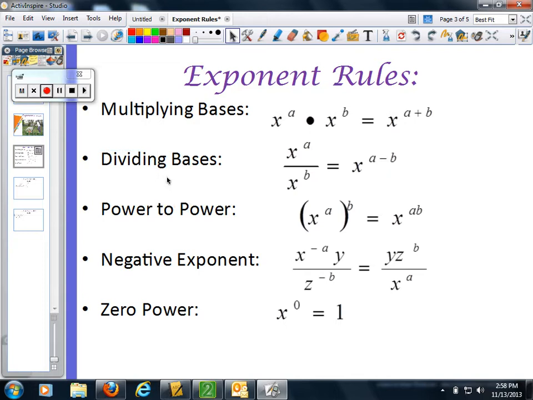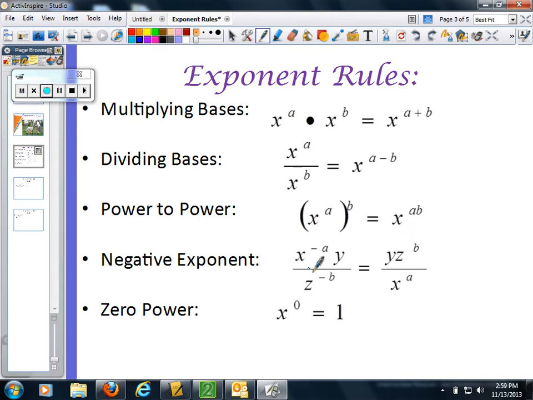There we go. Okay, so the next one is dividing the bases. That's going to be x to the a power divided by x to the b power equals x to the a minus b. So you're going to subtract the exponents. Then you have power to power, which basically means you're raising one exponent to another. So I have x to the a power, and I'm raising that whole thing to the b power, which is going to give me x to the a times b.